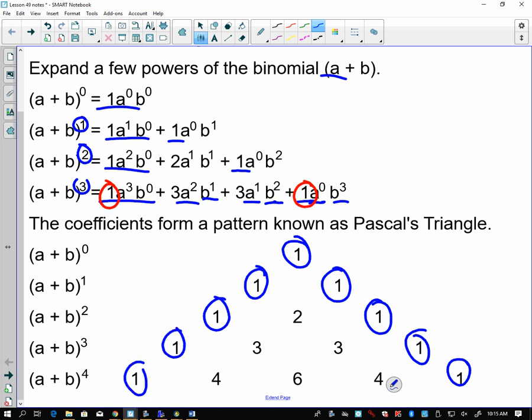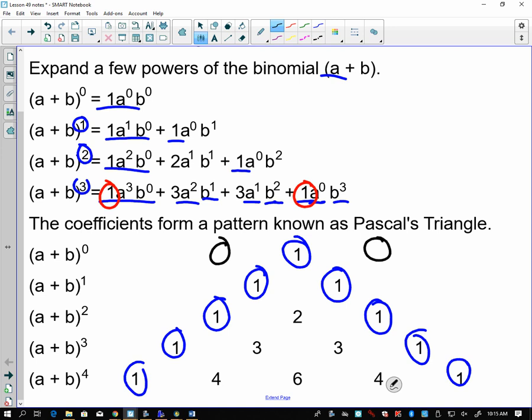But notice, at 0 we're at 1. At 1 we're 1, 1. At 2 we're 1, 2, 1. At 3, 1, 3, 3, 1. At 4, 1, 4, 6, 4, 1. Now, how do we get this? This is what I want you to understand: what you don't see out here is that there are zeros. There's nothing there, right?